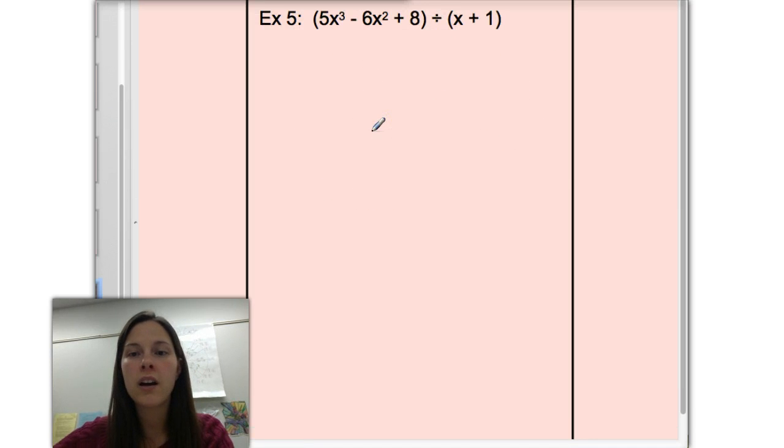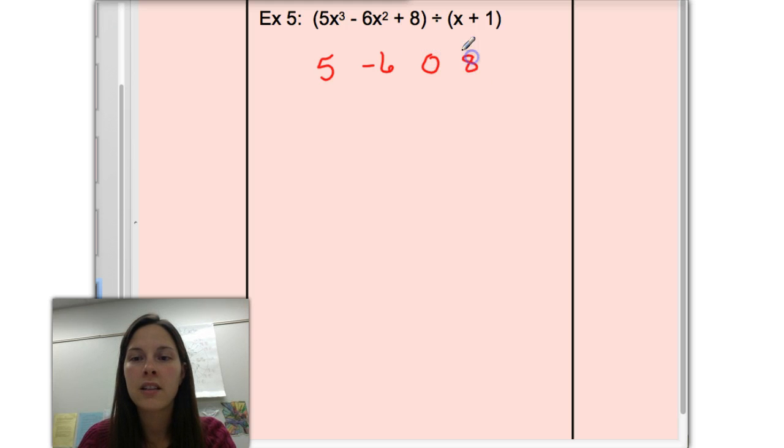And this time we do have a missing term. We have no x term, so we'll have to use a 0 for that coefficient. So starting with our coefficient of 5, negative 6x squared, we have 0x, and 8 is our constant. Pulling this out of the x plus 1 again, that becomes a negative 1. Dropping your lead coefficient, multiplying by negative 1, adding, multiplying by negative 1, adding, multiplying by negative 1, and adding.